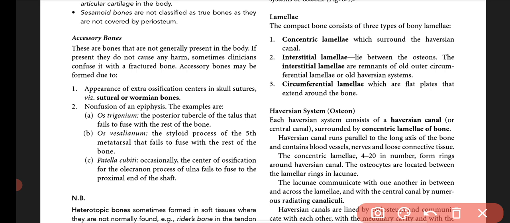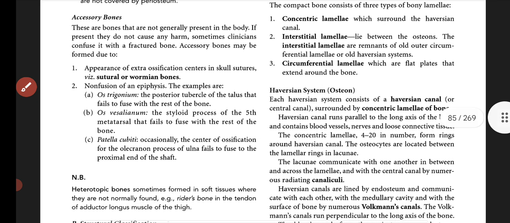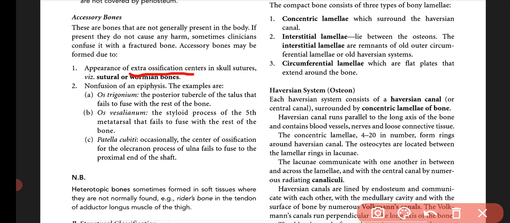The accessory bone may be formed due to, number 1, the appearance of an extra ossification center in the skull suture, such as sutural and wormian bones. And number 2 is non-fusion of an epiphysis. Epiphysis, I have told, refers to the two ends of the bones, specifically the ends of the bones.